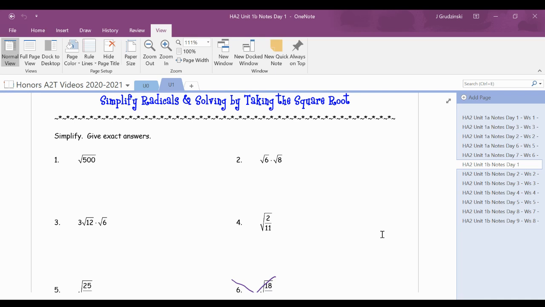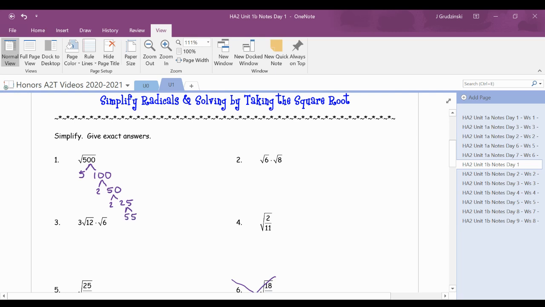So when we have the square root of 500, we're going to make a factor tree. So two numbers that multiply to 500 I know are 5 and 100. And you can use any pair of numbers that multiply. Okay, then to get 100, I know I can do 2 and 50. And 50 is 2 and 25. And 25 is 5 and 5.